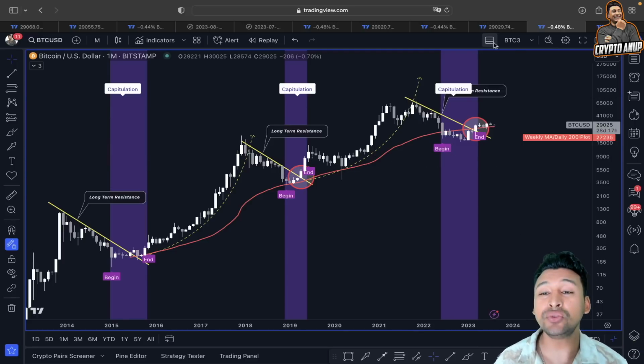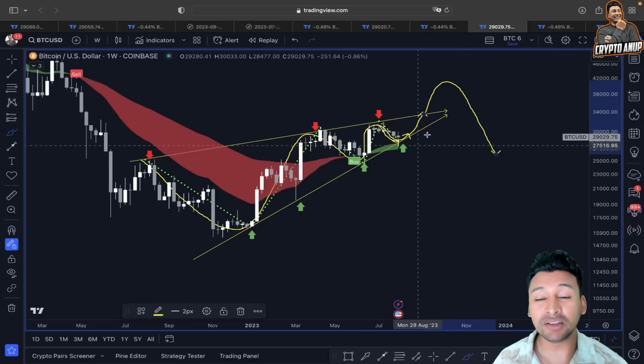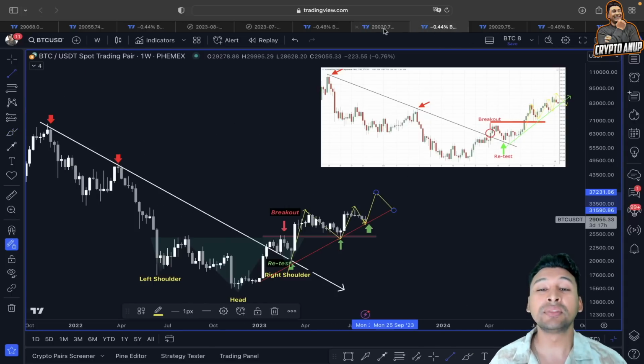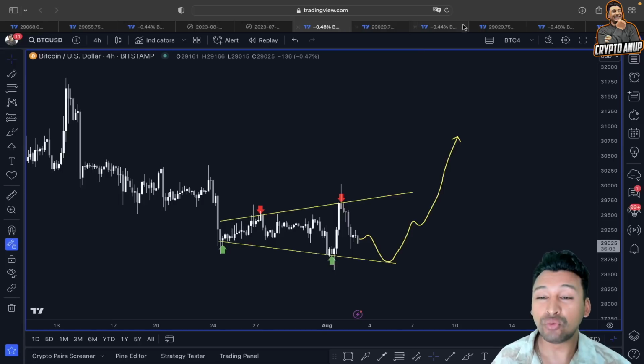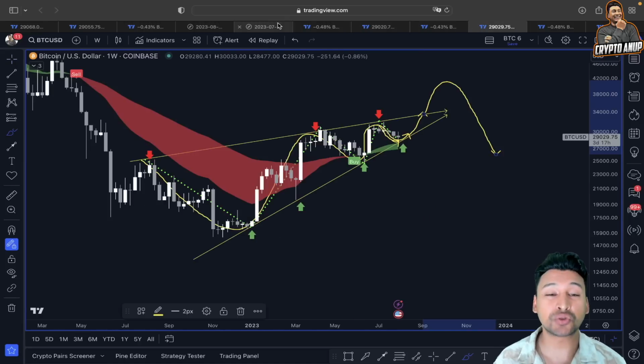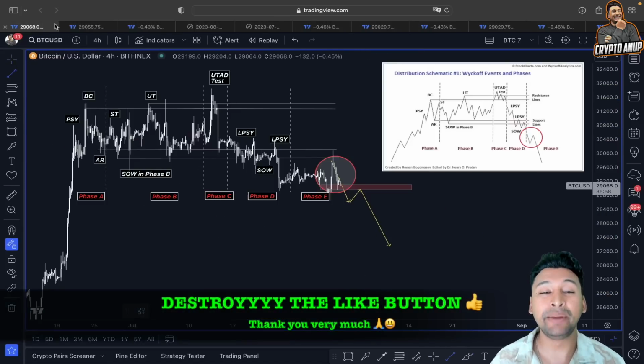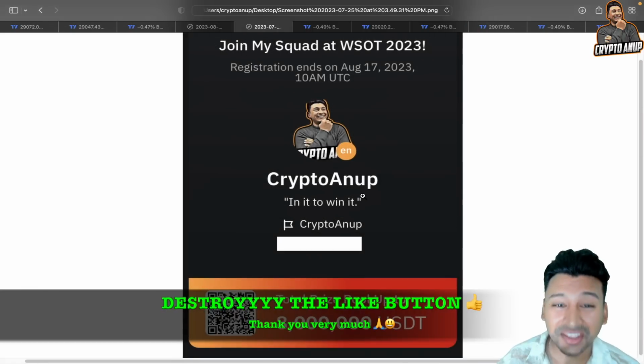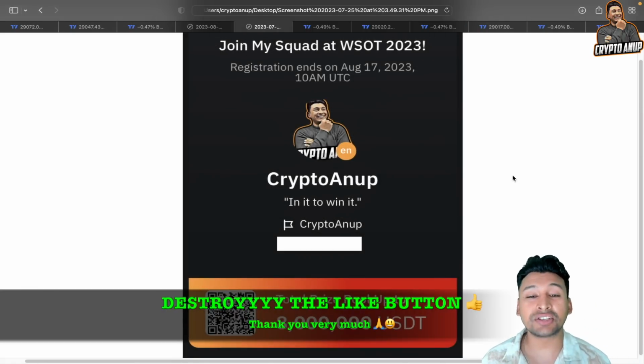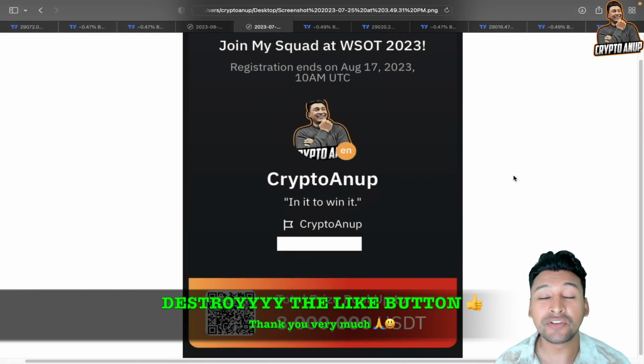So even if we do see a shakeout, even if the price does get attracted towards 28,000, we are not going to worry that much, because we know we have some strong line of support lying for Bitcoin around that area. So this is what I see looking at the price action of Bitcoin in a different time frame using different scenarios.